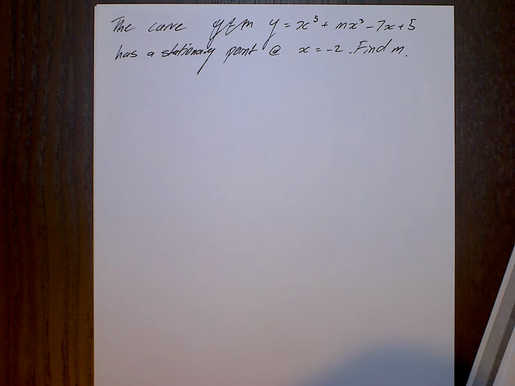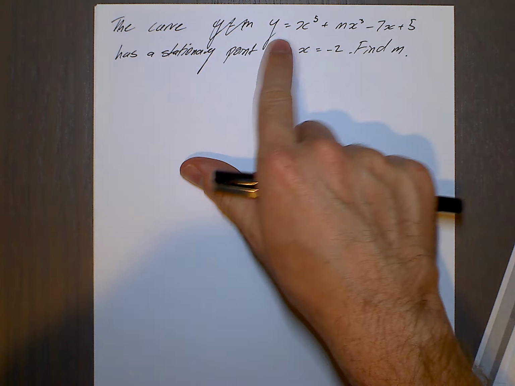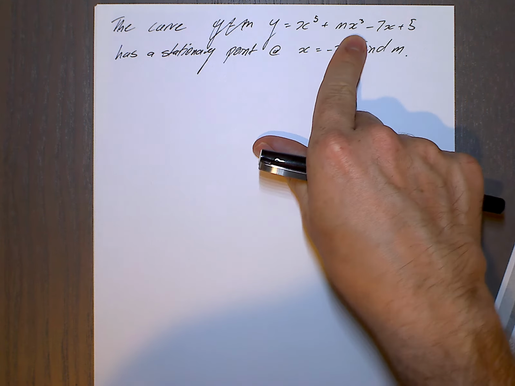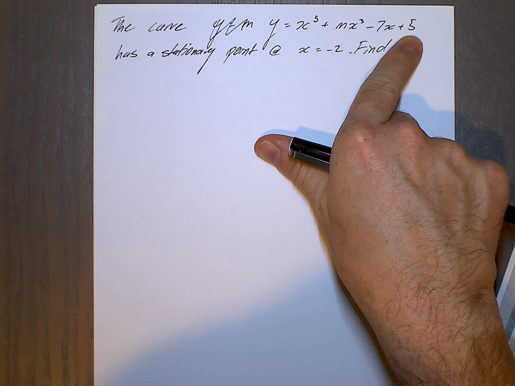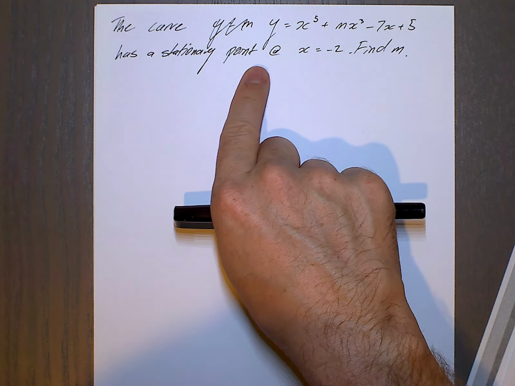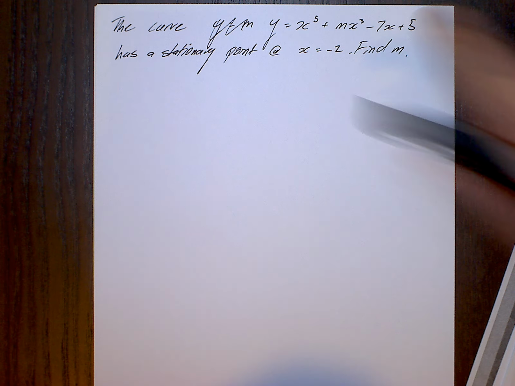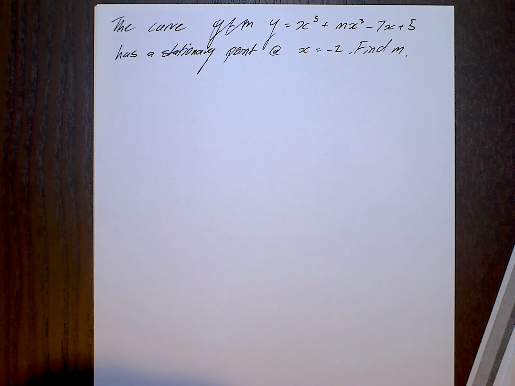It says the curve y equals x to the power of 5 plus mx to the power of 3 minus 7x plus 5 has a stationary point at x equals negative 2. Find m. Okay, honestly, I have not solved this question yet.